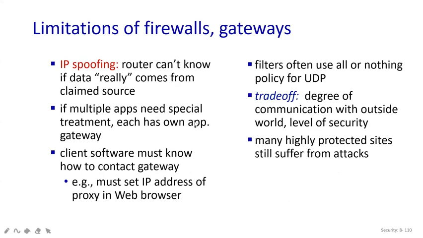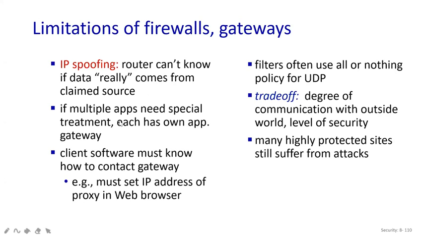In the next case, what are the limitations of firewalls and gateways? The first one is IP spoofing. This question can come for your 4 marks. What do you mean by IP spoofing? Here the router doesn't know if the data is really coming from the claimed source or not, because many times the data can come from a third party, and they will say that it has come from the original source, but it is very difficult to know from which source it has really come.